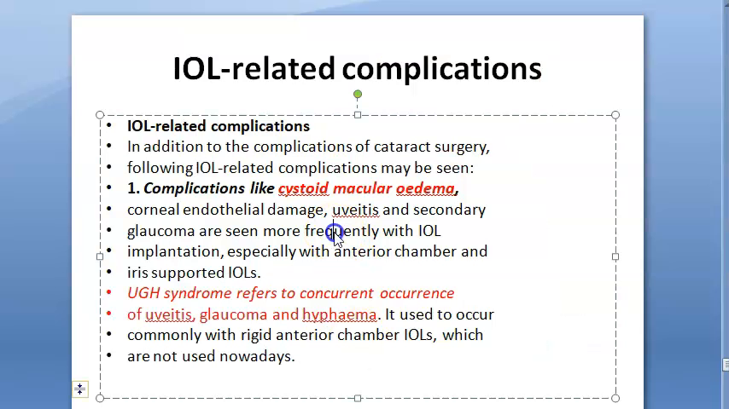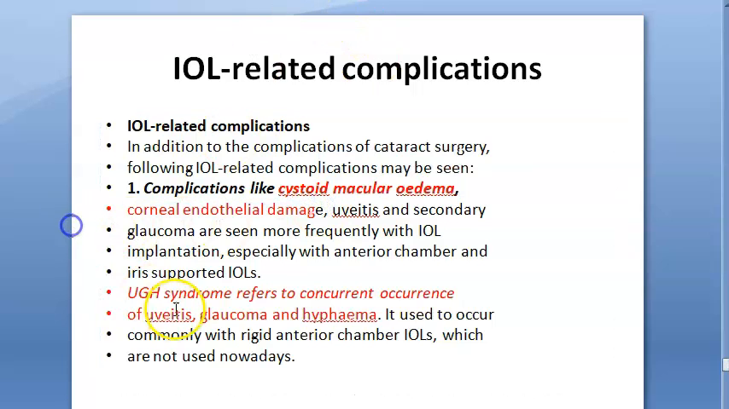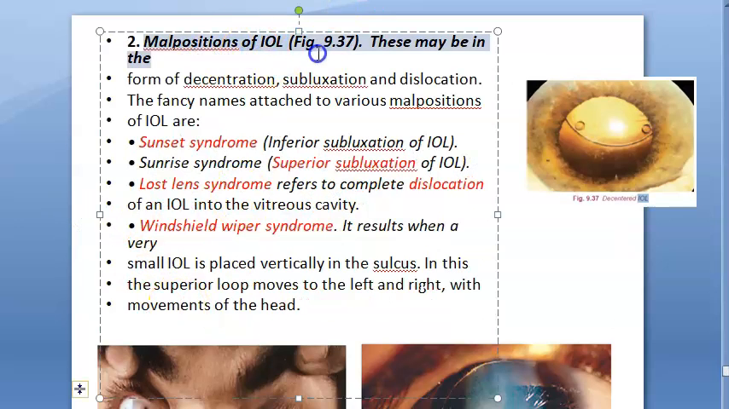Finally, let us look at the complications of IOL: cystoid macular edema, UGH syndrome, that is uveitis, glaucoma, hyphema all together, UGH syndrome. These patients can also have corneal endothelial damage, right? Then malpositions of IOL: inferior subluxation, which is called sunset syndrome, superior subluxation, which is called sunrise syndrome, and lost lens syndrome, where there is complete dislocation. Complete dislocation is called lost lens syndrome. If it is partial, they use the word subluxation.